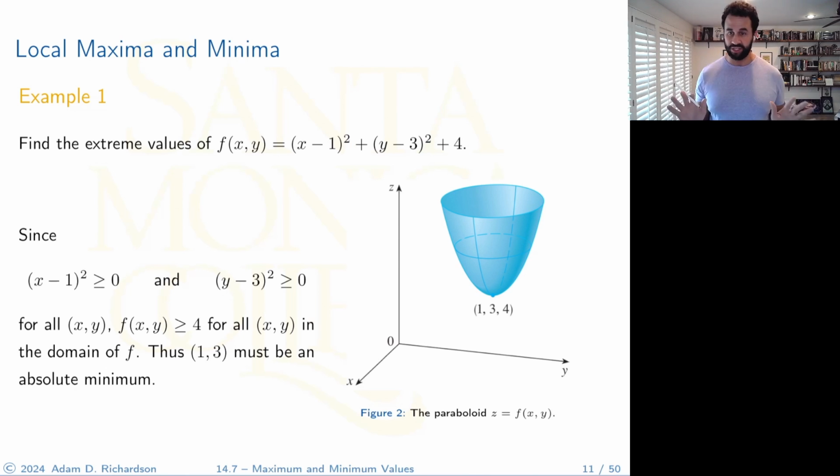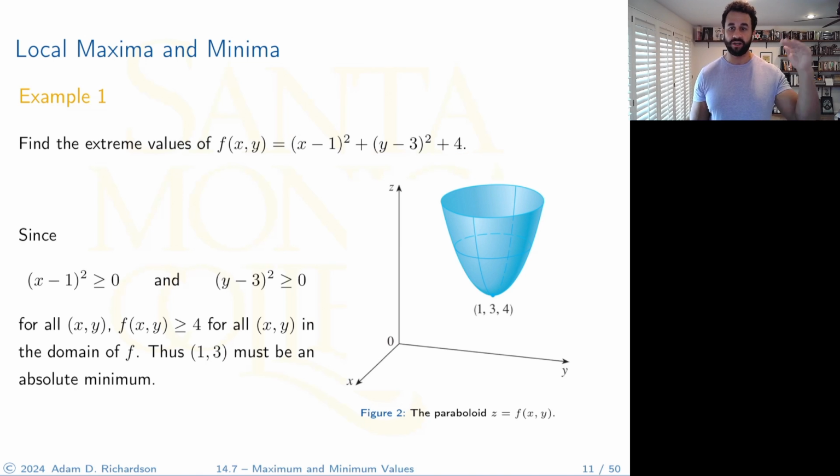So if you don't know the geometry, you got to have some sort of analytical or algebraic way to figure out the same information, right? So here's one way to do it. Since we know that this is always going to be greater than or equal to 0, and this is always going to be greater than or equal to 0 because they're squares, that means the whole thing is always going to be greater than or equal to 4.